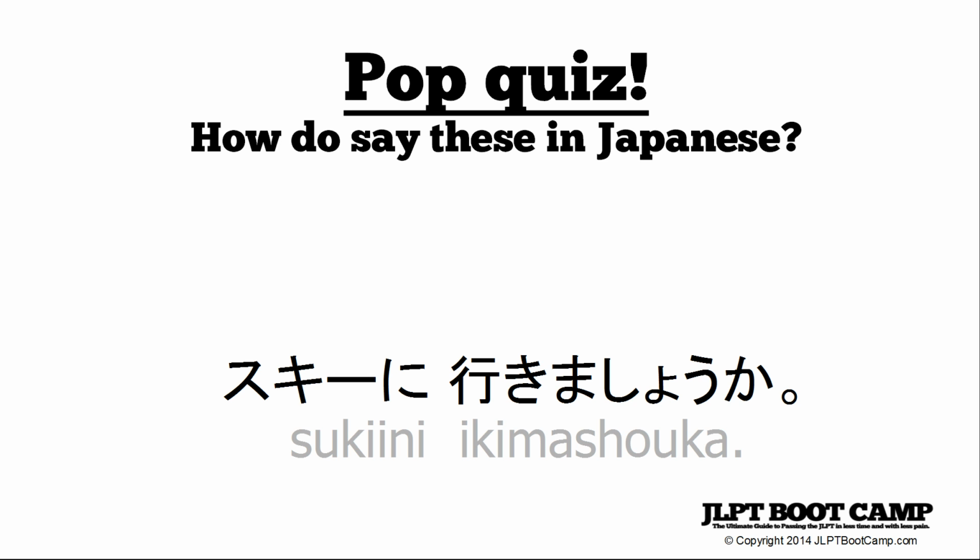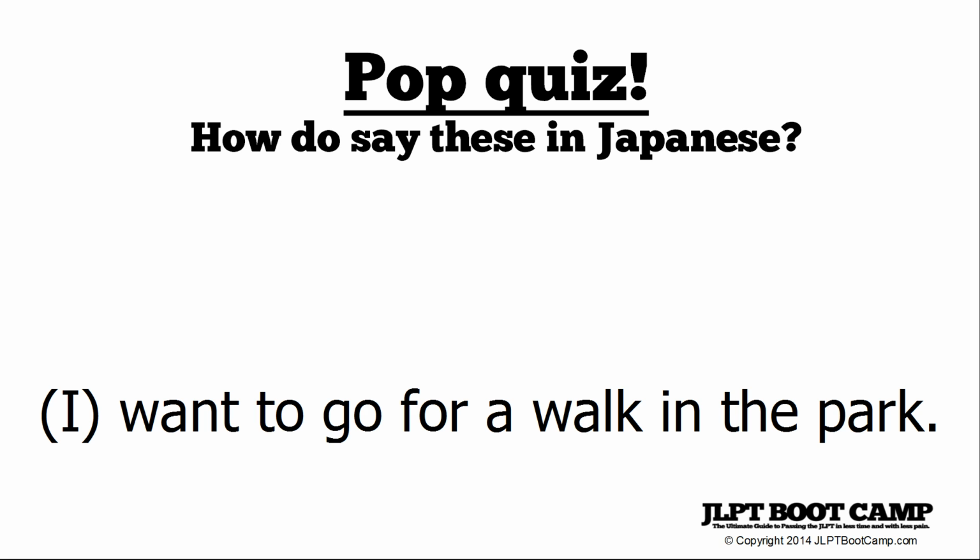Another one, I want to go for a walk in the park. And you don't need to translate I, because usually you don't say I in Japanese. It's usually left out if it's understood.